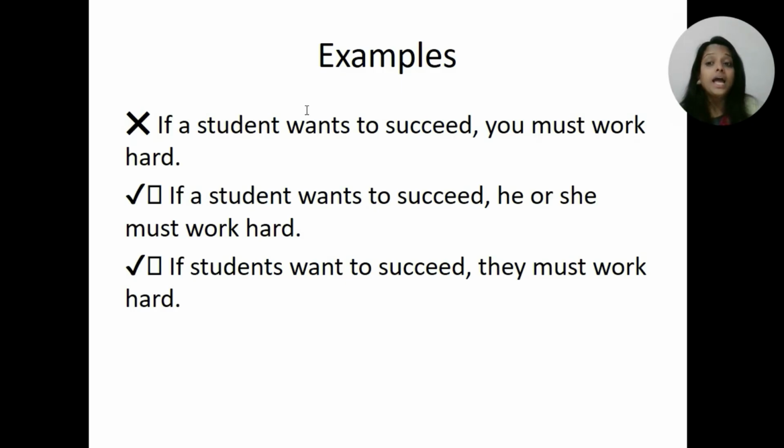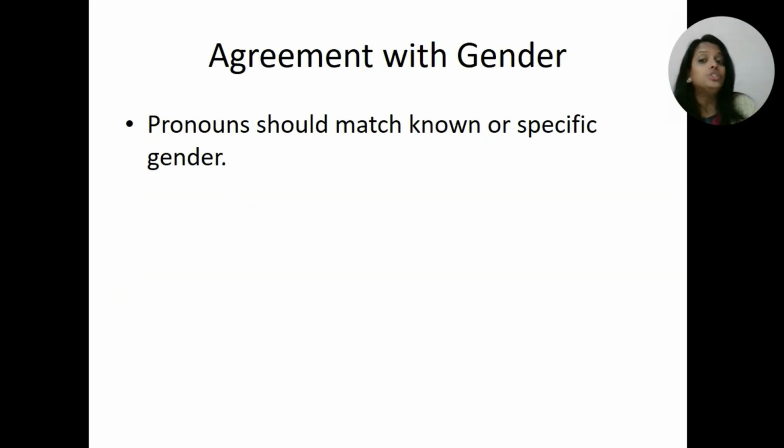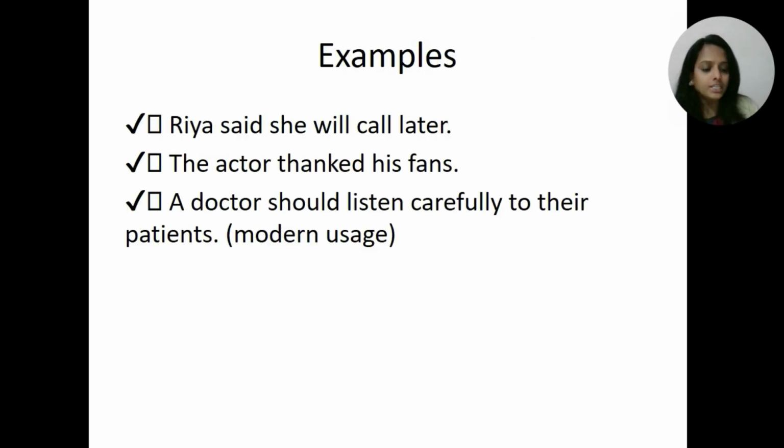So this one is agreement in person, because these pronouns should stay consistent with the person you are referring to. So you have to avoid shifting from third person to second person unnecessarily. Then the next one is agreement with gender. When gender is known and specific, then the pronoun should match. Got it? For example, Ria said she will call later.